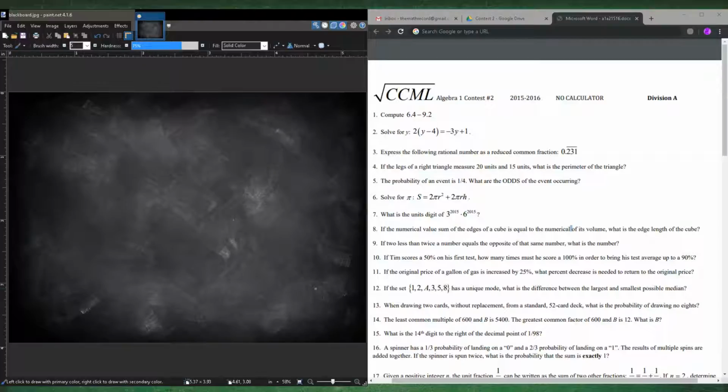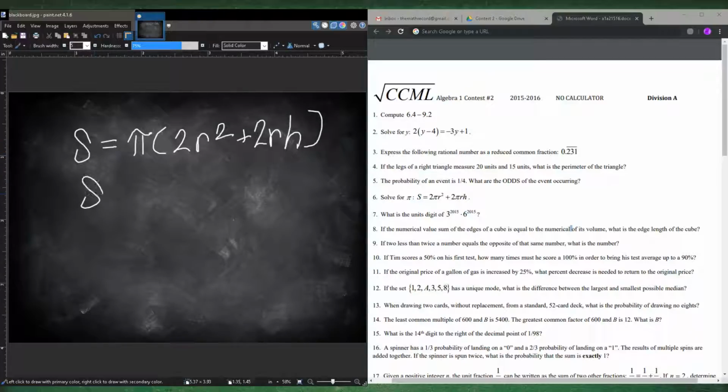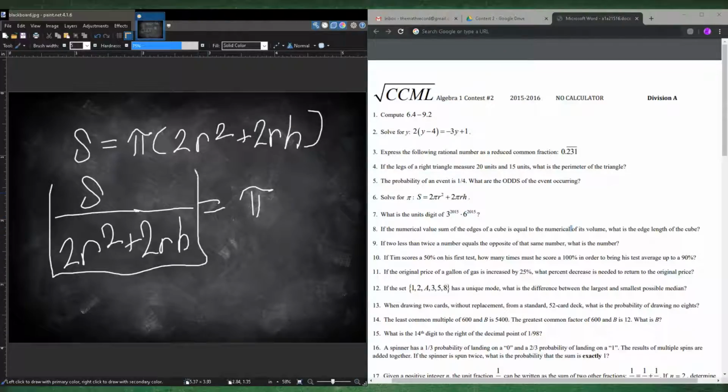Number 6, solve for pi. S is equal to 2 pi r squared plus 2 pi r times h. So you want to factor the pi out, so S is equal to pi times 2r squared plus 2rh, right? And then you solve for pi, so you get pi on one side, so you have S divided by 2r squared plus 2rh is equal to pi. So your answer is just S divided by 2r squared plus 2rh.